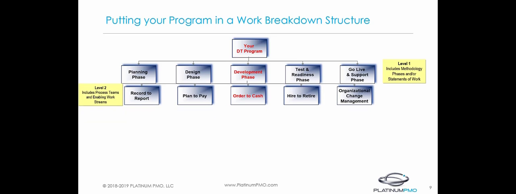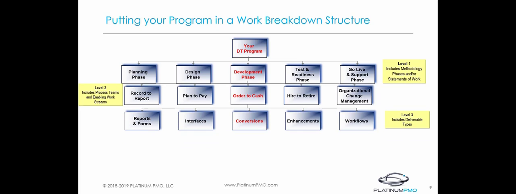Level 2 defines the major projects, project teams, and/or project elements within your program. If we go back to our example organization and resource model in prior lessons, we have defined our level 2 to represent our projects and our process teams and enabling work streams: process, technology, data, and organization transformation.